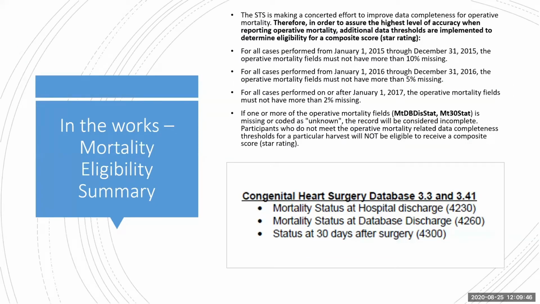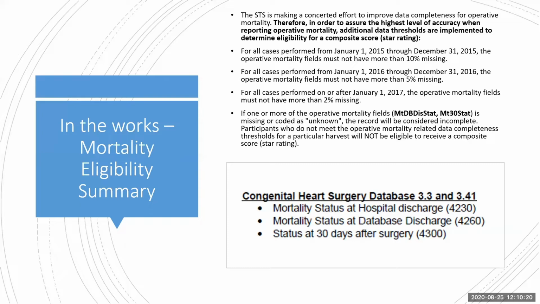Also, in the works, again, the mortality eligibility summary. Many of you are aware of STS's effort to improve data completeness for operative mortality. So in addition to that 10% threshold that we just discussed, more specific thresholds were implemented for surgery dates of 2015, 2016, and 2017 to current. In order to ensure the highest level of accuracy for reporting operative mortality, these additional thresholds were implemented to determine your eligibility for a composite score rating.